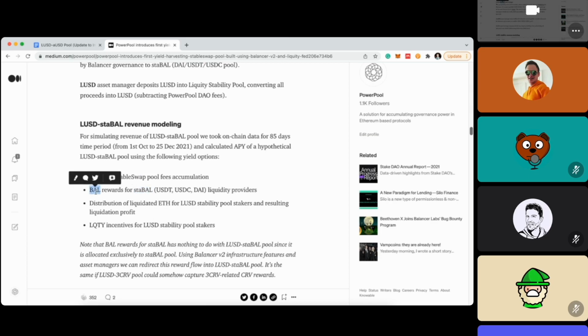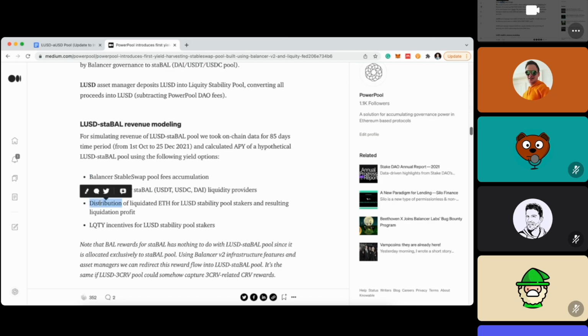It's very important to note that these BAL rewards are not associated with our pool. These are BAL rewards for other pools. Like if we took, for example, Curve rewards for the 3pool and redirected them to another pool. So this works this way.